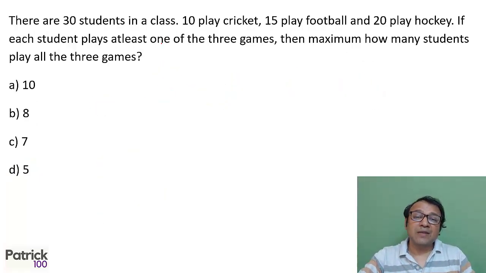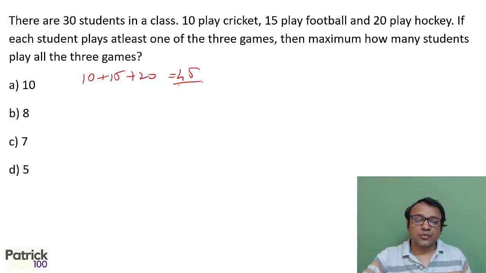30 students in a class, 10 play cricket, 15 play football, 20 play hockey. Now, 2 ways of doing it. One way is to look at all the games being played: 10 plus 15 plus 20. If you add it up, it becomes 45. So 45 games are played, right? And there are 30 students.